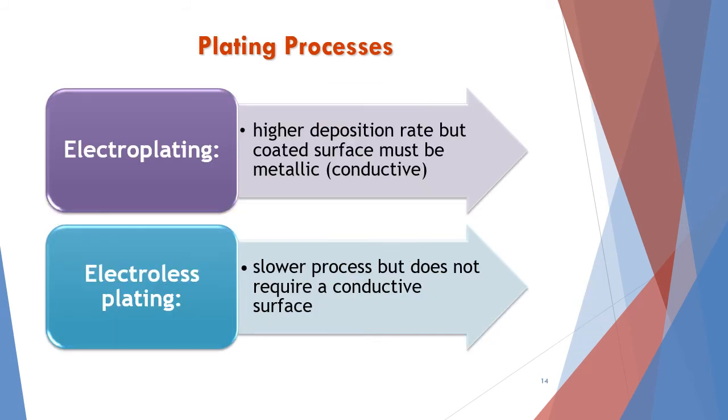There are two methods of plating process. The first one is electroplating, and the other one is electroless plating. Electroplating means you get a higher deposition rate, but the coated surface must be metallic, so it has to be conductive. Electroless plating is a slower process but does not require a conductive surface to transfer all the copper and also the tin to the surface of the board.